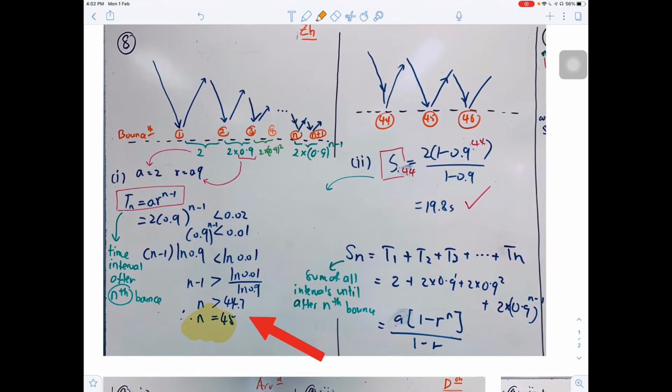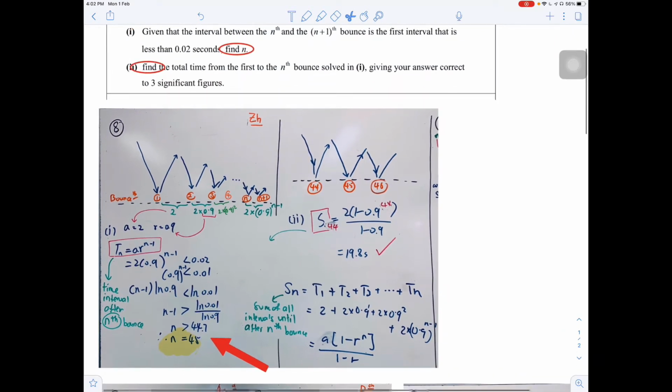Now in the second part, the question says find the total time taken from the first to the nth bounce, where n is solved in part 1. In part 1 we solved n equals 45. So basically what we are looking at is the sum of all these intervals until here, up to n equals 44 bounces, almost reaching the 45th bounce.